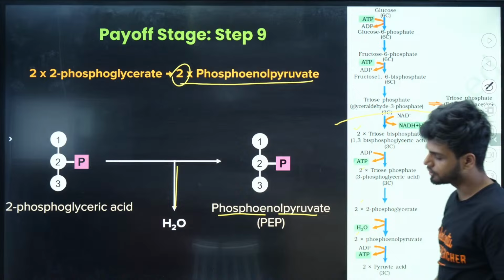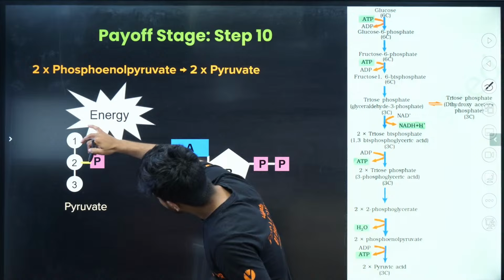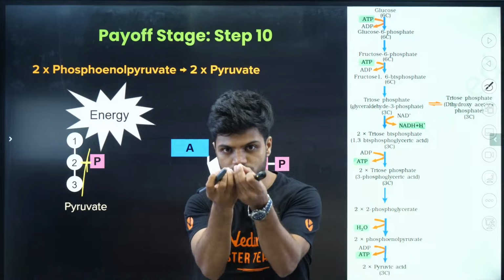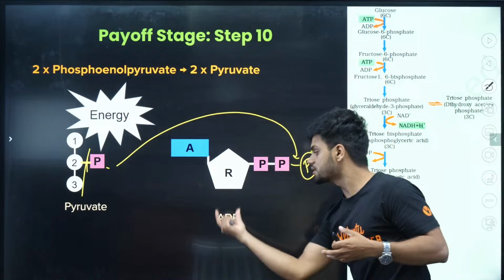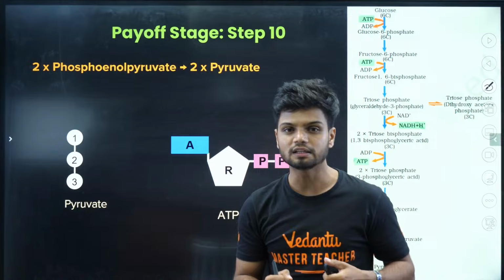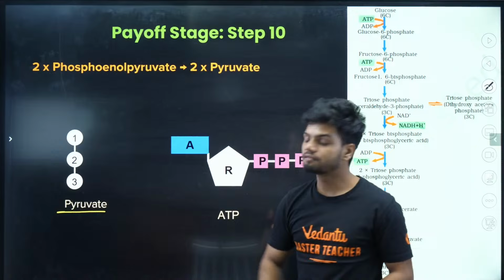In the last step also, if you notice the high energy bond, this high energy bond is broken apart, the phosphate is released and energy is released. With the help of this phosphate and this energy, this goes and joins here again. It joins to an ADP, and ADP is converted again to ATP, which leaves us with pyruvate.